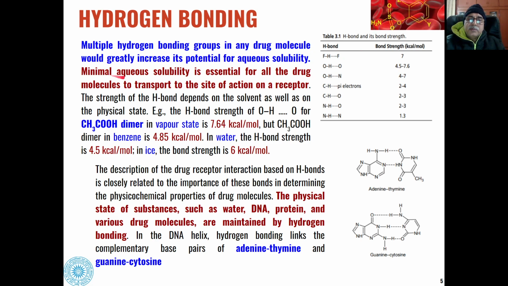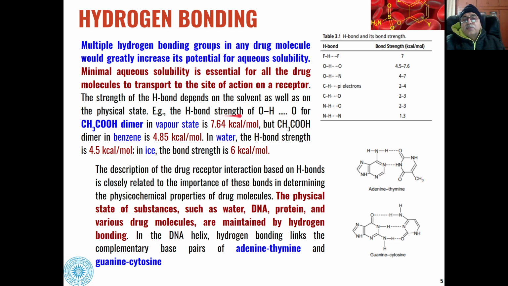And as I have told you, there is a minimal aqueous solubility required for all drug molecules to be transported from the site of action to a receptor. Therefore, the strength of this hydrogen bonding will also depend on the type of solvents which are involved in the reaction.